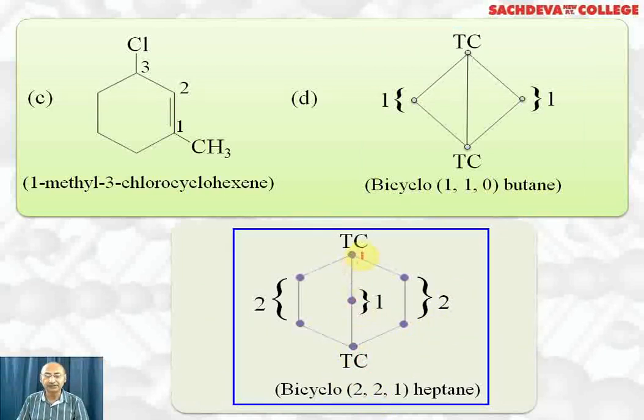Next example we are taking is this one. Here these are 2 tertiary carbons, and between these 2 tertiary carbons there is 1 carbon. On the right hand side there are 2 carbons and on the left hand side also there are 2 carbons. So the first word we write is bicyclo, then we write 2. Then we write 2 from this side, and 1 is the one in between, so we write 1. The total number of carbon atoms is 6 plus 1, 7. We call it heptane. That's the way of naming bicyclo compounds.